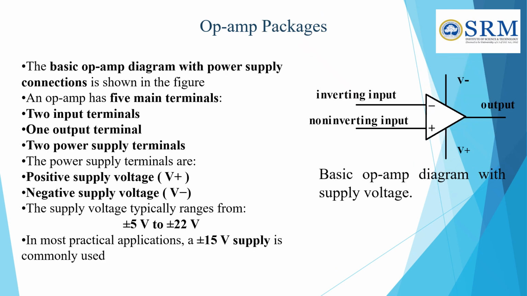Now, let's look at the practical op-amp symbol, which also includes the power supply connections. Practically, the op-amp actually has 5 terminals, 2 inputs, 1 output, and 2 for power supply. The op-amp requires both a positive and a negative power supply to operate properly. These are denoted as V plus and V minus. Typically, the supply voltage can vary from plus or minus 5 volts up to plus or minus 22 volts. However, in most circuits, we commonly use plus or minus 15 volts.